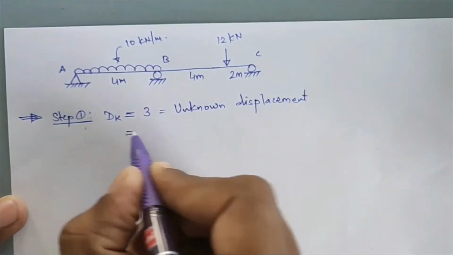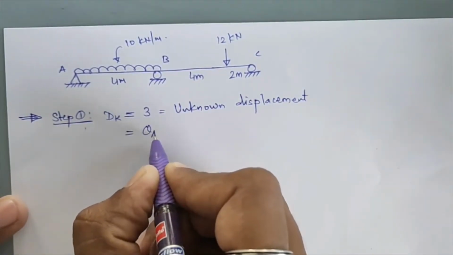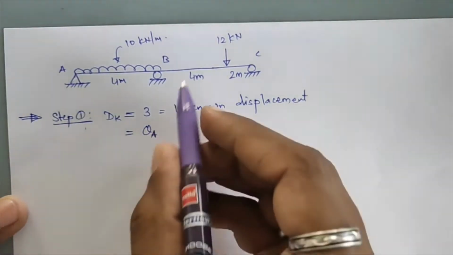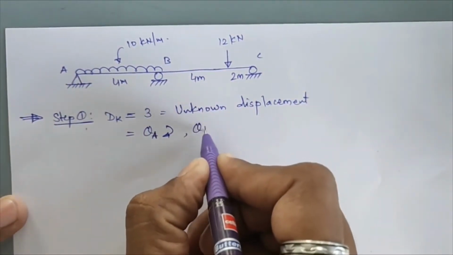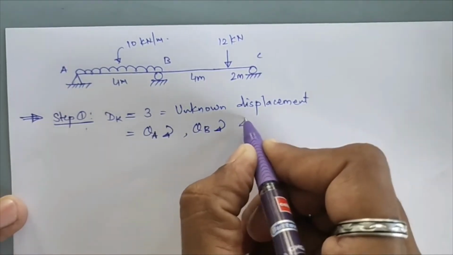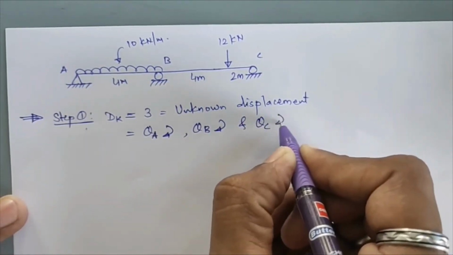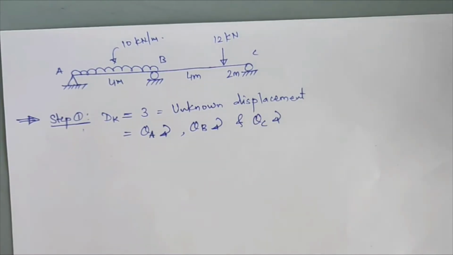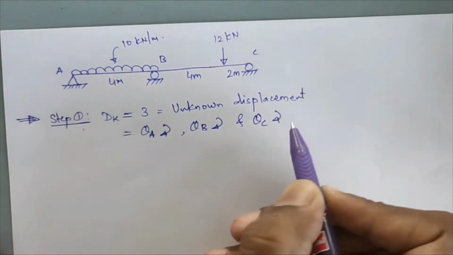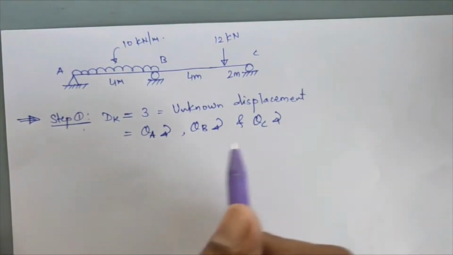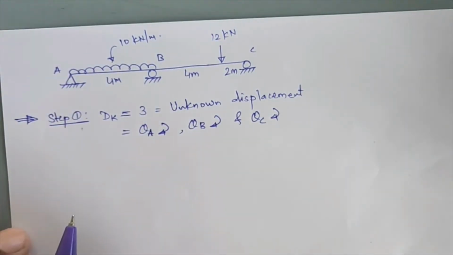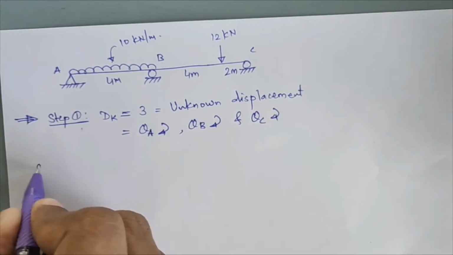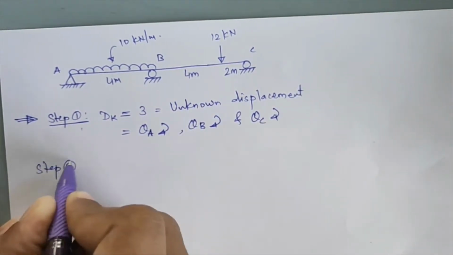Those dk values are theta A, assuming a clockwise rotation, second theta B, and third theta C. These three will be our basic unknowns that we have to find out, or this will be the aim of the numerical. Then we'll proceed to our step number 2.